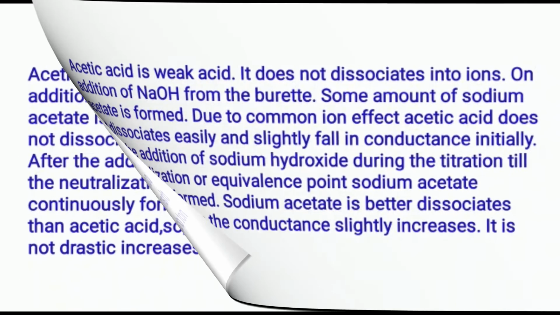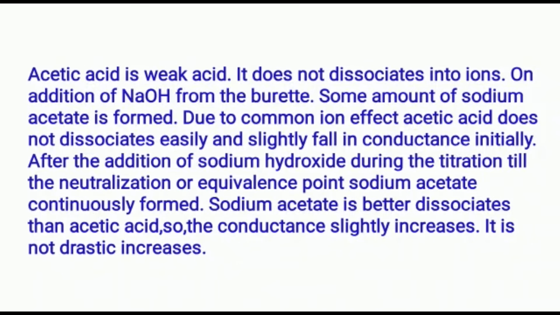Acetic acid is a weak acid. It does not dissociate into ions. On addition of sodium hydroxide to acetic acid, some amount of sodium acetate is formed. Here we see that due to the common ion effect, acetic acid does not dissociate easily and there is a slight fall in the conductance initially. After the addition of sodium hydroxide during the titration, till the equivalence point or neutralization point, sodium acetate is continuously forming as sodium hydroxide is added. We know that sodium acetate dissociates better than acetic acid, so the conductance slightly increases. It does not increase drastically, only slightly till the equivalence point.